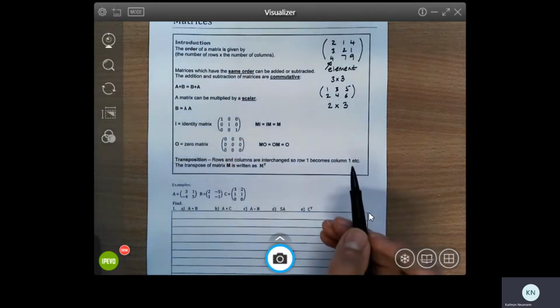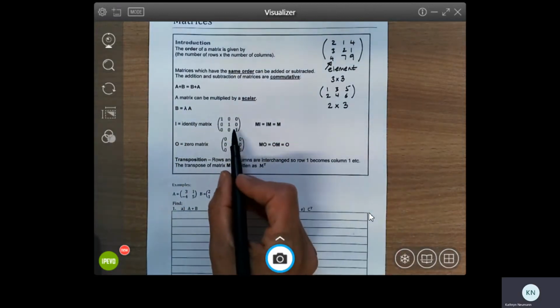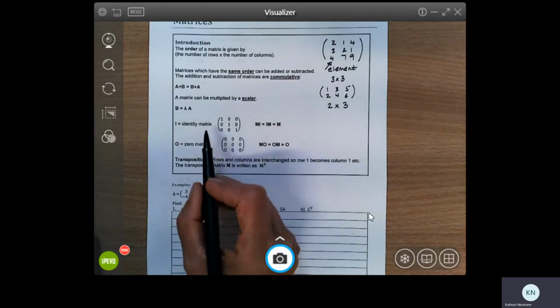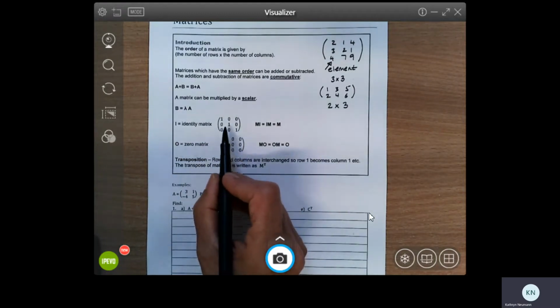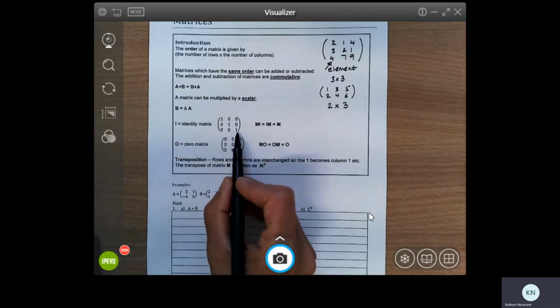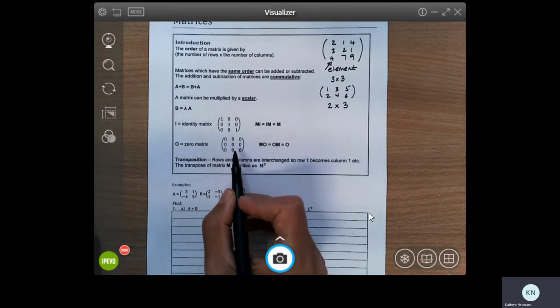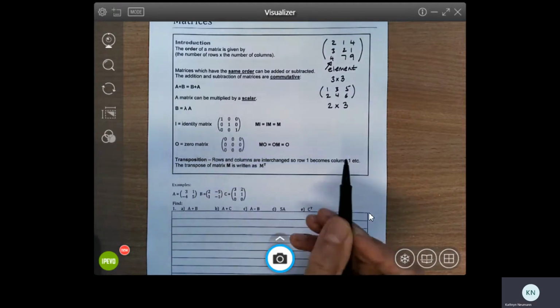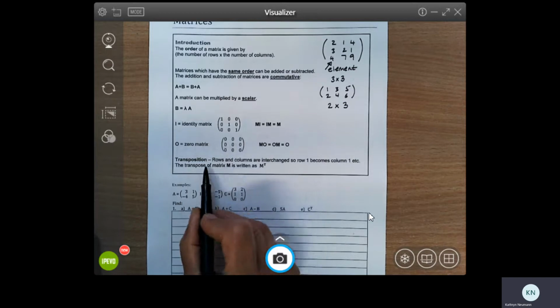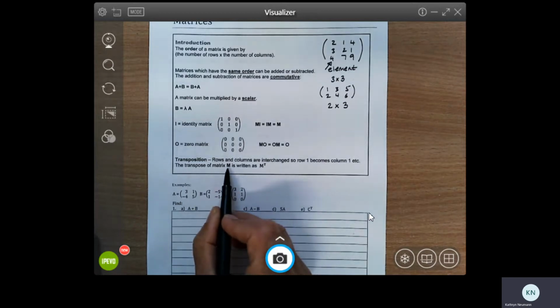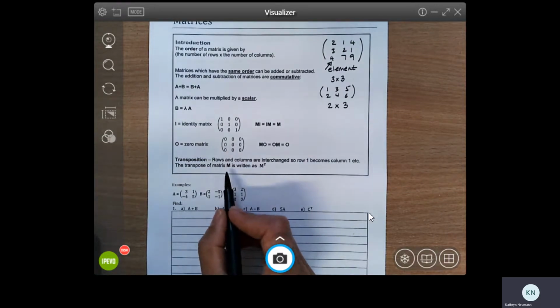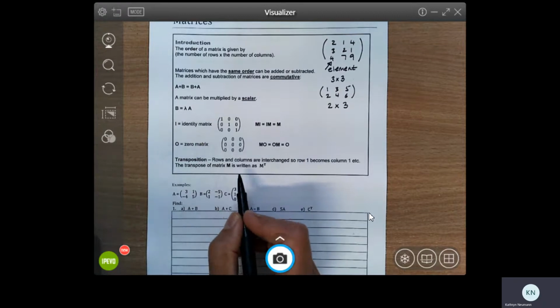So let's have a look at some other important matrices. We've got here the identity matrix. This has 1s on the leading diagonal. And we have a 0 matrix with just all zeros. Final thing to mention is transposition. If you have a matrix M, and matrices are usually given capital letters, then if we transpose it, the rows become the columns and the columns become the rows. So we'll do an example of that.